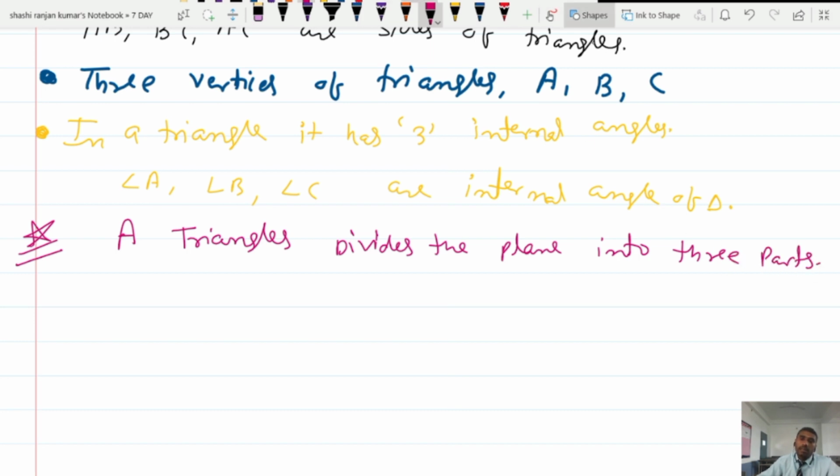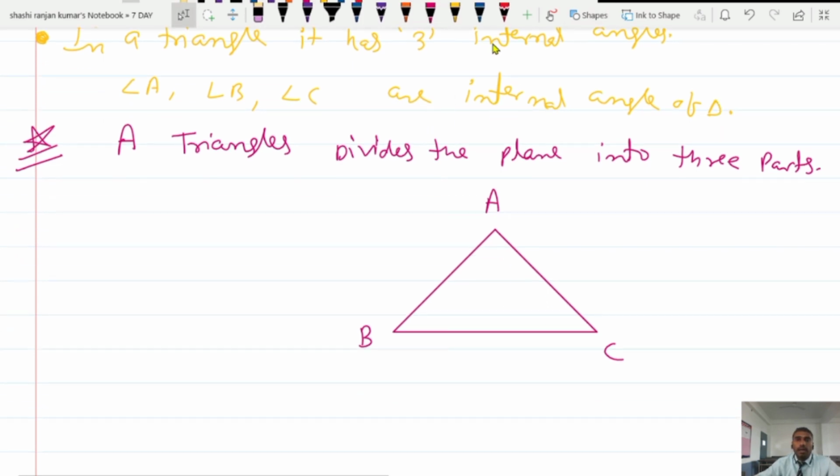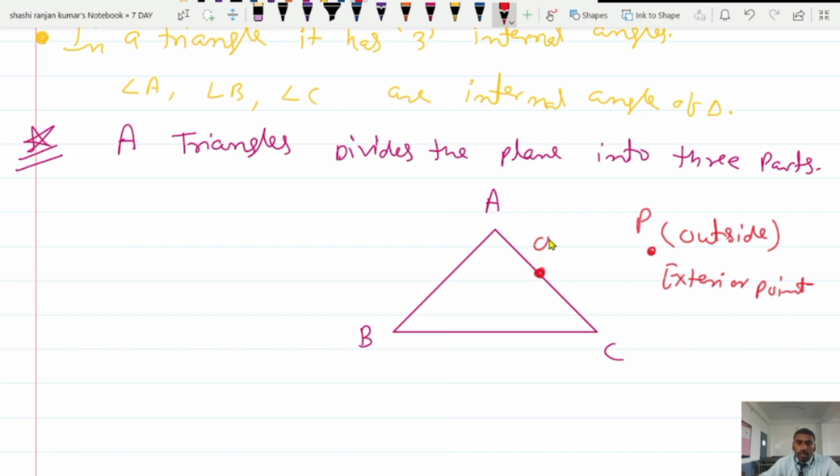Here we can see the diagram also. Let us suppose we have the triangle ABC. It has divided the plane into three parts. Let us suppose we are taking any point, this is the point P. This point P is outside the triangle. This is known as an exterior point. One point we can take on the triangle, suppose this is the point Q. This is on the triangle.